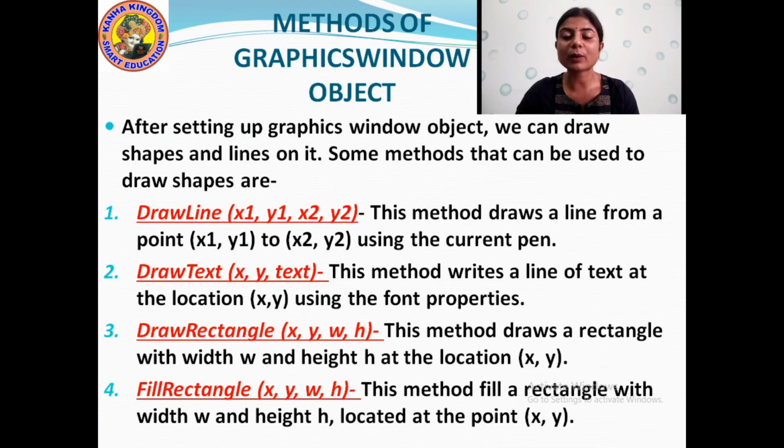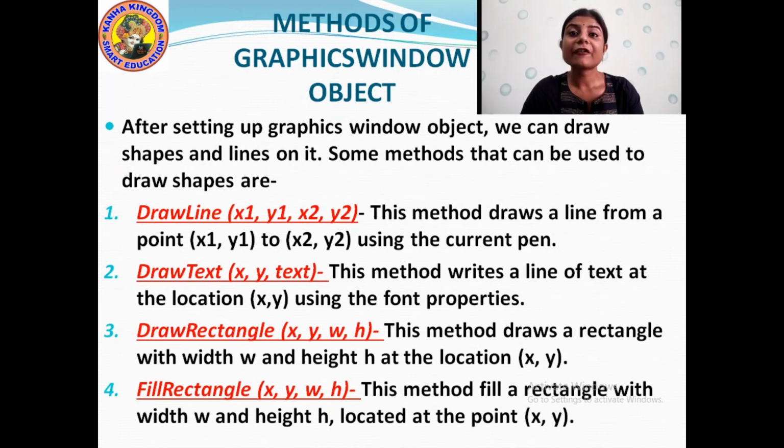To draw a rectangle, what do we use? Length into breadth. Length is the vertical line and breadth is the horizontal line. Yes or no? How thick or how slim the rectangle is, this method draws a rectangle with width W and height H at the location XY that you are setting. In that location, if you use this line of code, draw rectangle XY with width W and H, with whatever value you are giving, it will draw a rectangle for you.